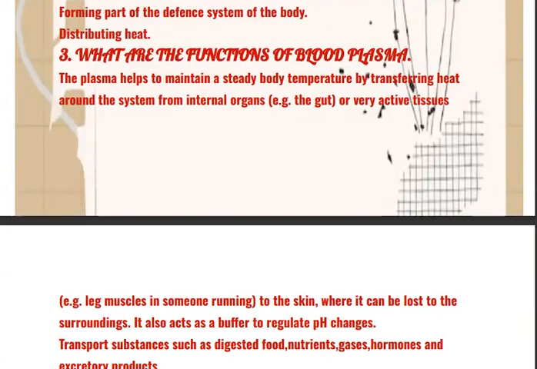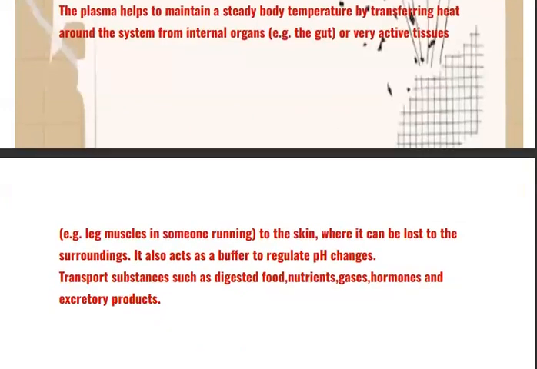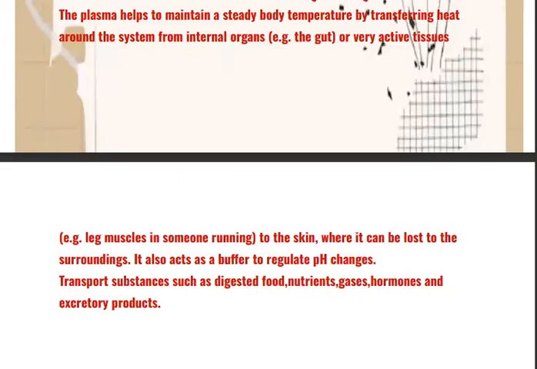3. What are the functions of blood plasma? The plasma helps to maintain a steady body temperature by transferring heat around the system from internal organs, e.g. the gut, or very active tissues, e.g. leg muscles in someone running, to the skin, where it can be lost to the surroundings. It also acts as a buffer to regulate pH changes. Transport substances such as digested food, nutrients, gases, hormones, and excretory products.